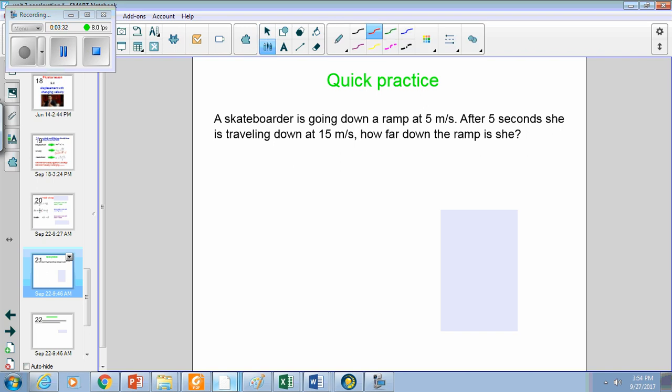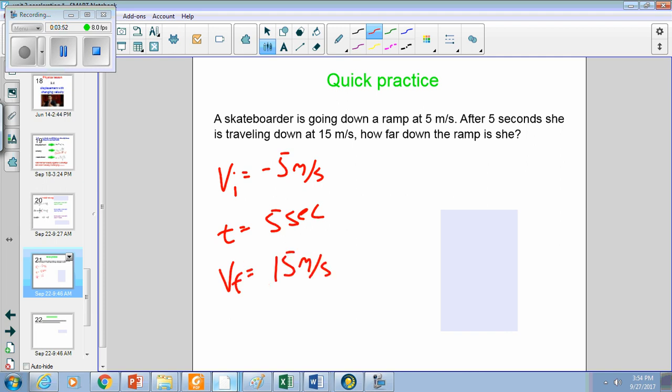All right, so we have a skateboarder, and she's going down a ramp at 5 meters per second. So velocity initial is negative 5 meters per second. After 5 seconds, so time equals 5 seconds, she is traveling down at 15 meters per second. So velocity final equals 15 meters per second. How far down did she get?